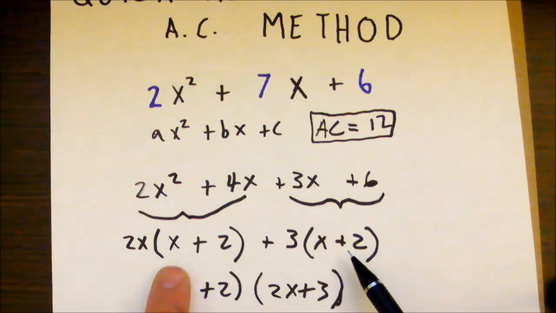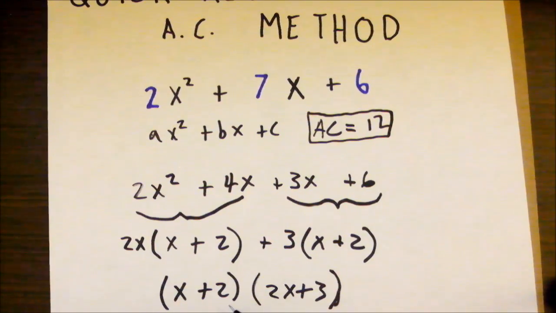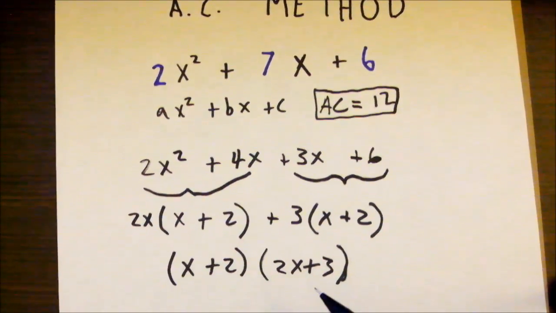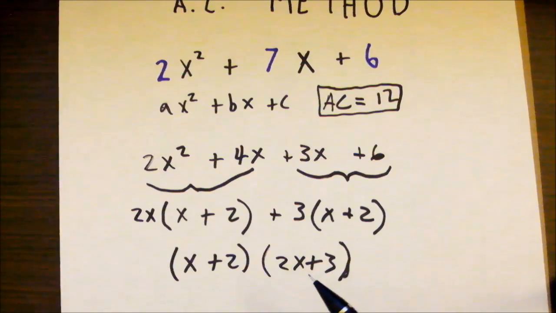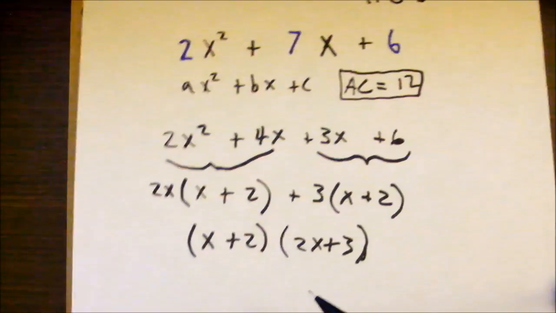Since these two are the same, right, you can pull that out here, and what do you have left? You have 2x plus 3. So this is our second grouping here. This is the factored form. This is the right way to do it. This is correct. I'm going to show you another way that's also correct, but it's a little more fun.